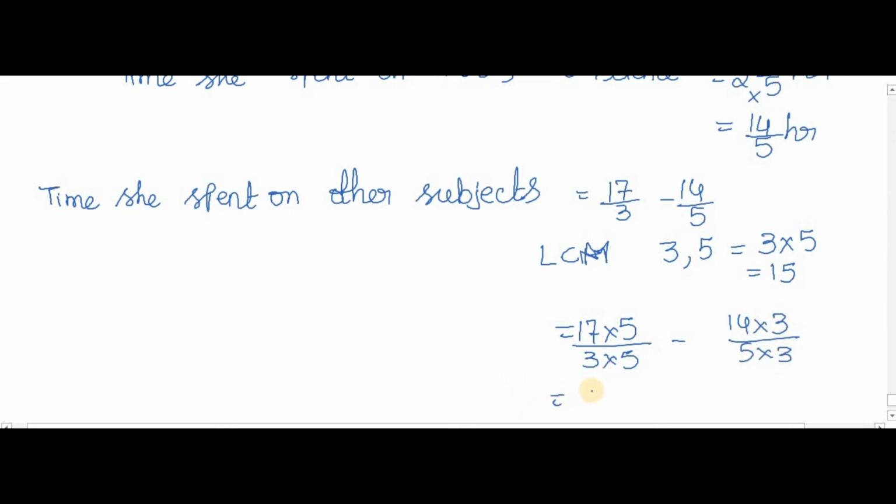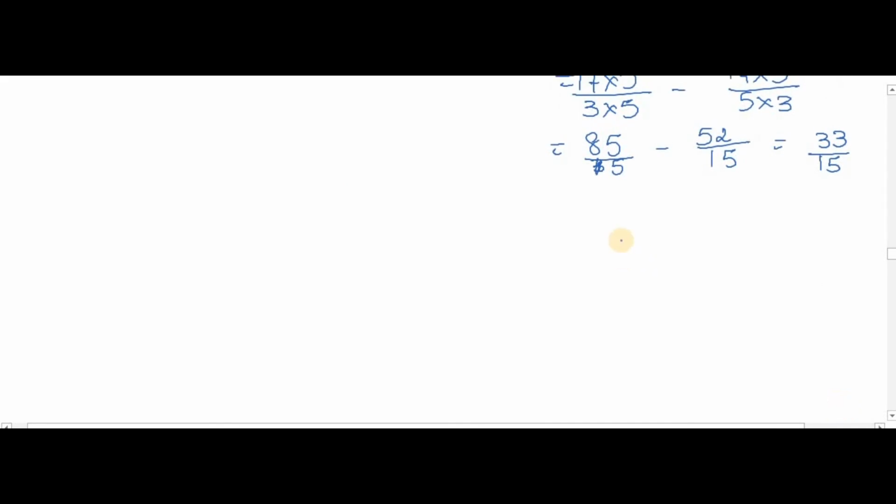Now multiply numerators and denominators. 17 5s are 85, 3 5s are 15, minus 14 3s are 42, 5 3s are 15. So 85 minus 42, 5 minus 2 is 3, 8 minus 4 is 4, 43 by 15. As we all know that hours is a mixed fraction, so here we have to convert this into mixed fraction again. 15 2s are 30. After subtraction we got this. So she is spending 2 13 by 15 hours on other subjects.